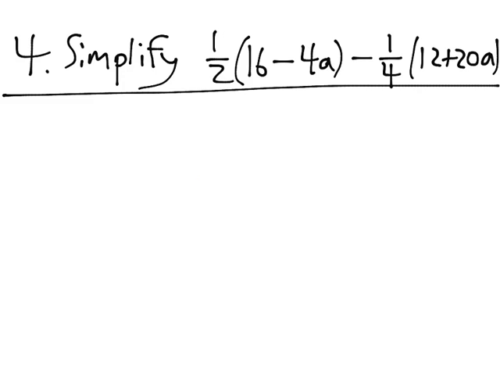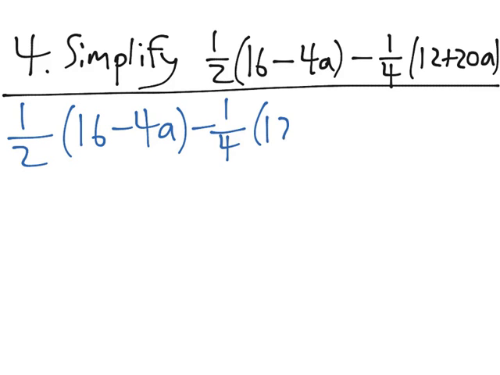Problem 4. Simplify 1/2 times (16 minus 4a) minus 1/4 times (12 plus 20a). First, let's write this out. 1/2 times (16 minus 4a) minus 1/4 times (12 plus 20a). Now for each half of this expression, we can use the distributive property.